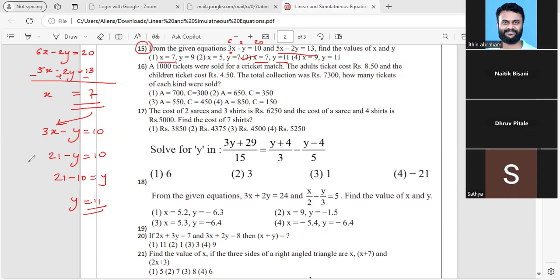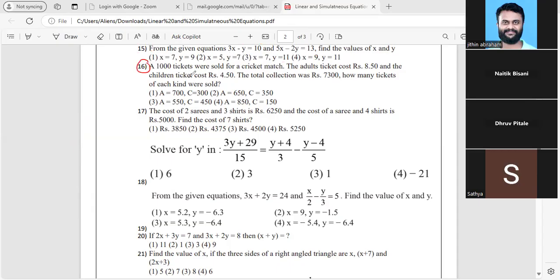Am I raising? 16th one. 1,000 tickets were sold for a cricket match. The adult ticket cost 8.5 and the children ticket cost 4.5. The total collection was 7,300. How many tickets of each kind were sold?